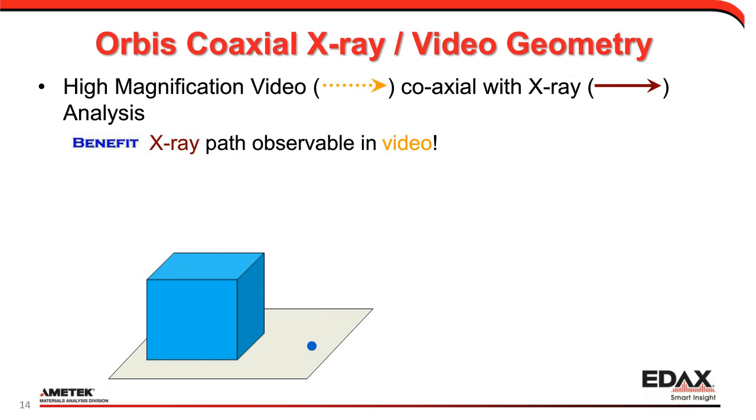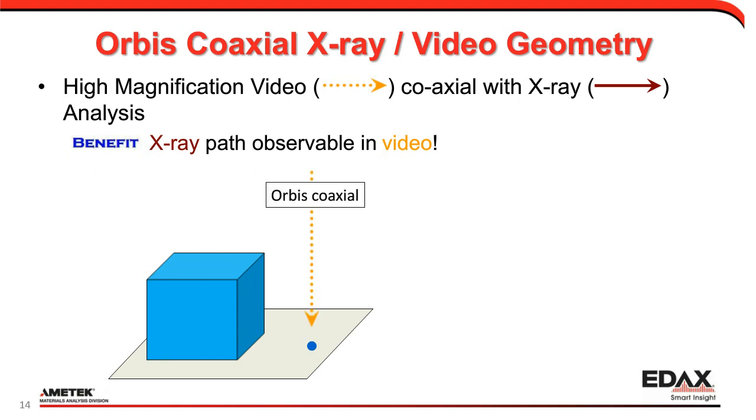With the Orbis system, the X-ray and the video are coaxial. So that means that in the video image, you can see the path the X-ray beam is going to take to the sample. That has a very positive benefit. Here we have the same blue spot topographical sample that we want to analyze.